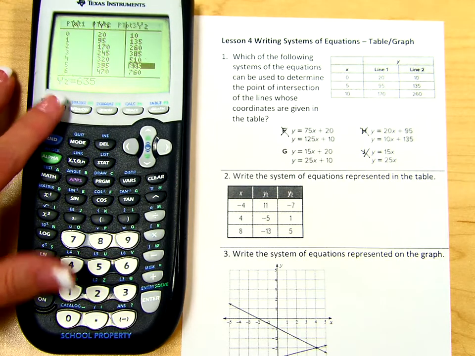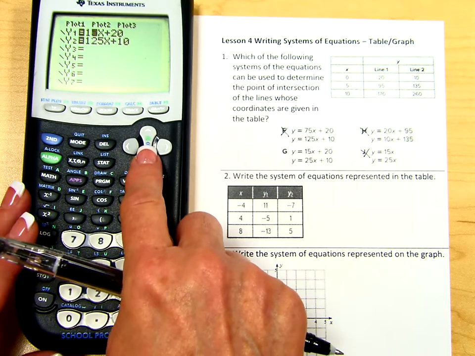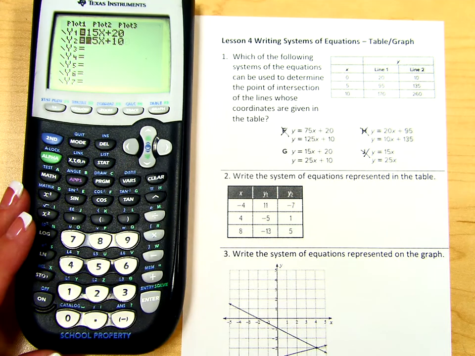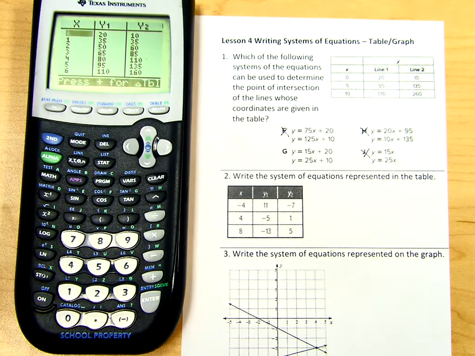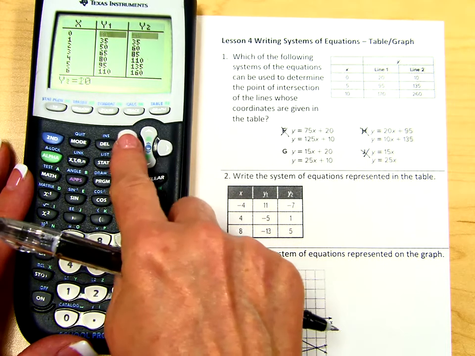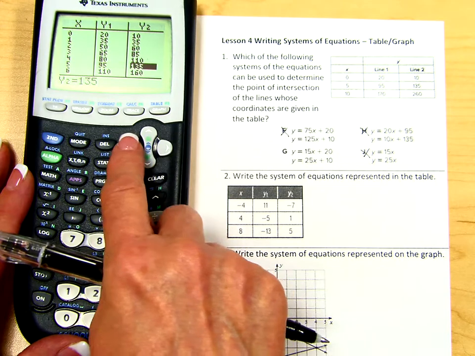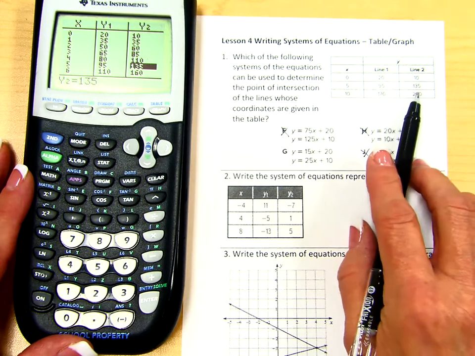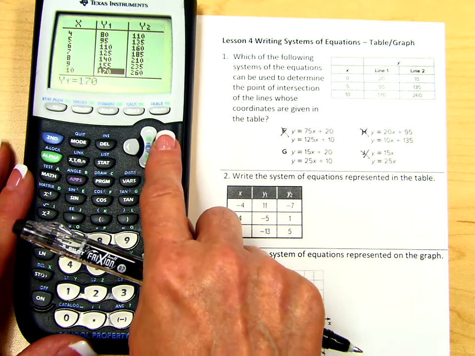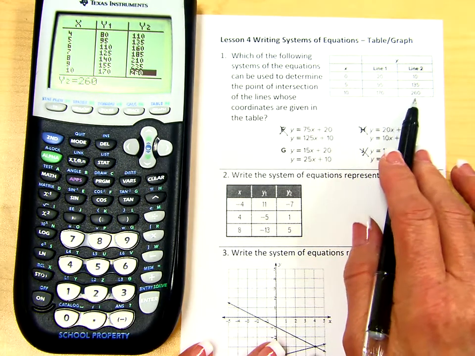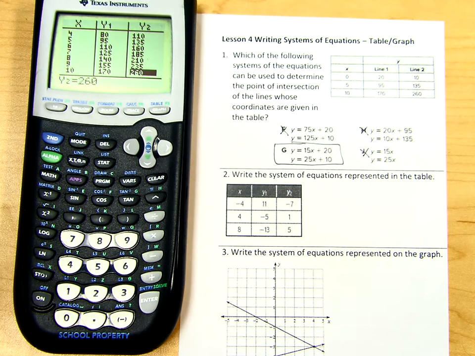So I'm going to go back to y equals and show you how it would look for the appropriate one. So here we have 15x plus 20 and 25x plus 10. I look at their table, and 0 does give me the 20 and 10. I go to 5, and here is my 95 and my 135, like we see in the table that they gave us. And we go to 10, and we get 170 and 260, which again are the same as the table that they gave us. So G is indeed our correct answer.